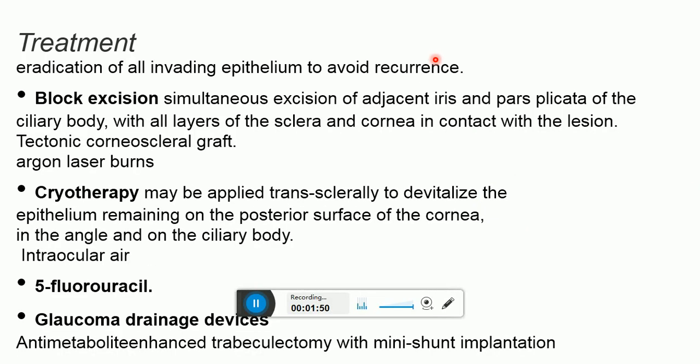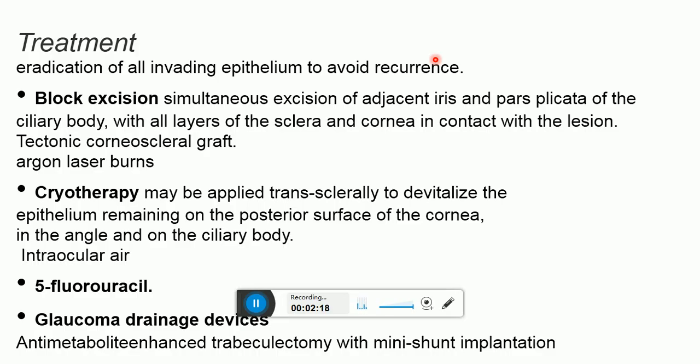Treatment. The aim of treatment is the eradication of all invading epithelium to avoid recurrence. Block excision involves the simultaneous excision of adjacent iris and pars plicata of the ciliary body, together with all layers of the sclera and cornea in contact with the lesion. The resultant defect is covered with a tectonic corneoscleral graft.